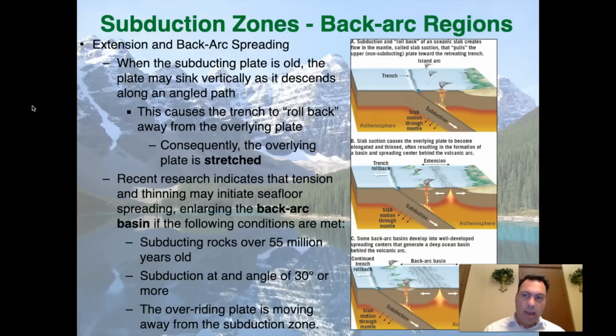All right, so how do you get extension in the back arc region? One of the things that we've discovered is that when the subducting plate is old, in other words, if this is a really old plate that we see here in this diagram, so here we see the subduction zone, here's the trench, the subduction is going in this way, the plate may sink vertically as it descends along an angled path. In other words, it can fall straight down. So this causes the trench to roll back away from the overlying plate.